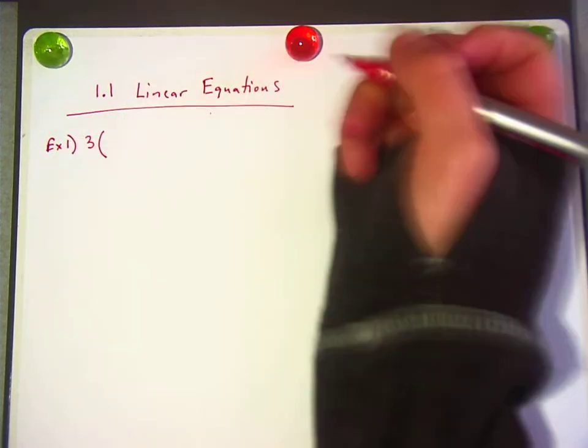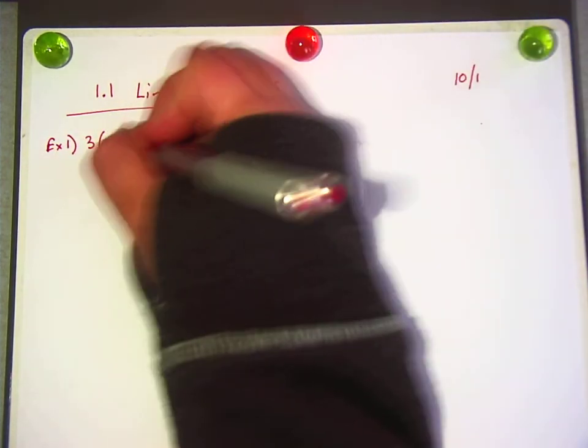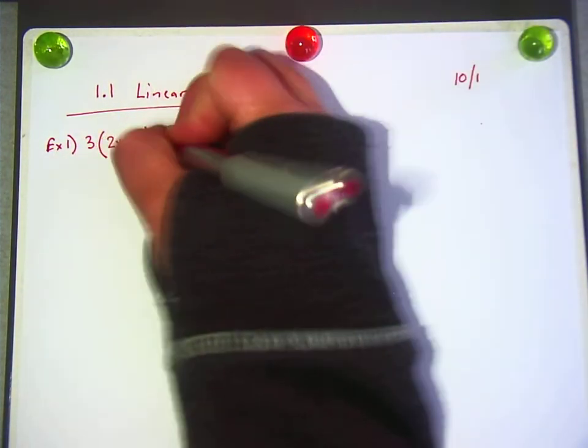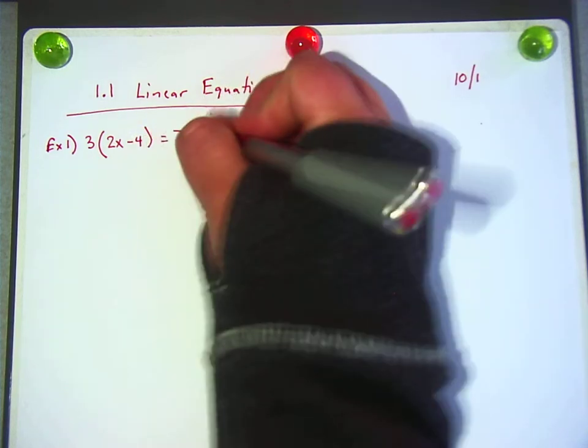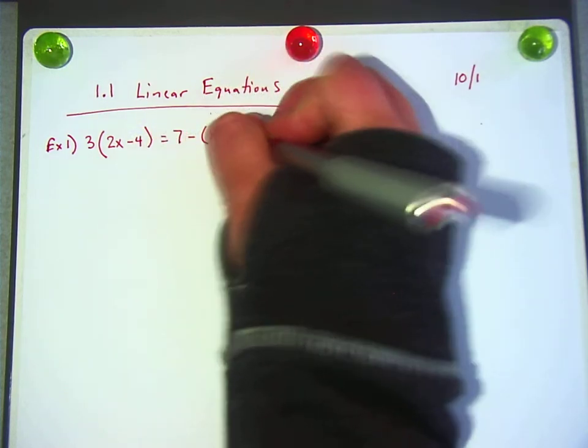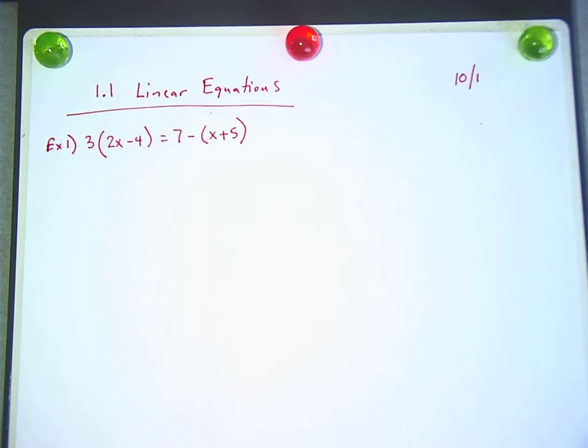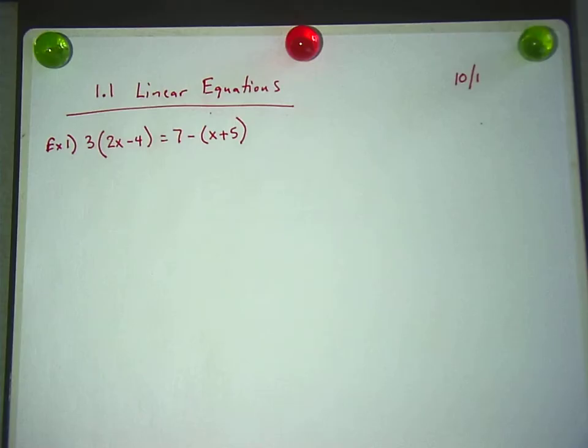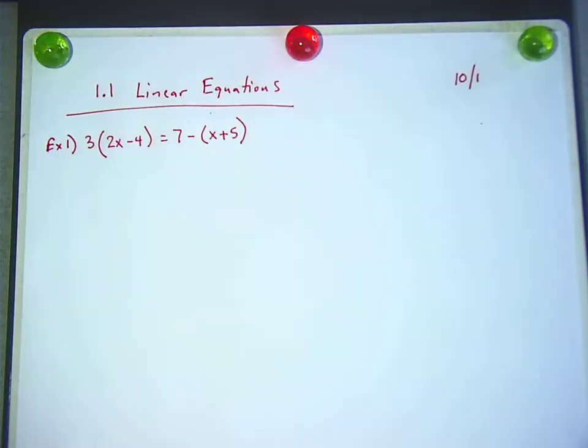3 parentheses, 2x minus 4 parentheses equals 7 minus x plus 5. All right. Just glancing at this problem, do you guess that you know how to solve for x? I'm hoping the answer is yes. Not that you're already doing it. I'm saying, do you think you'll be able to?